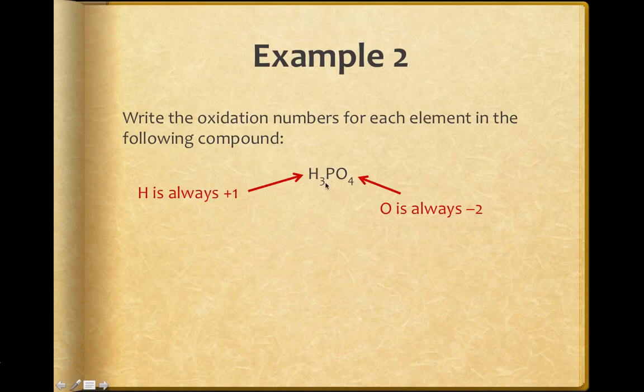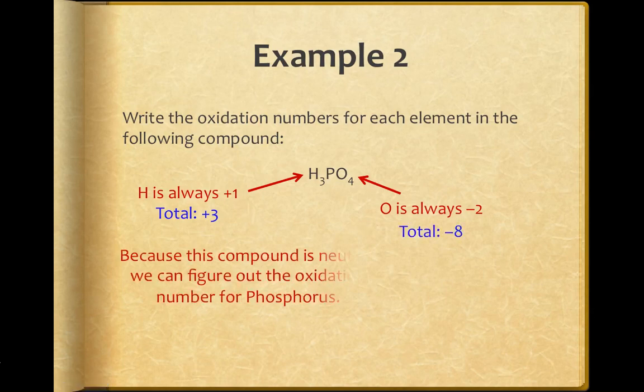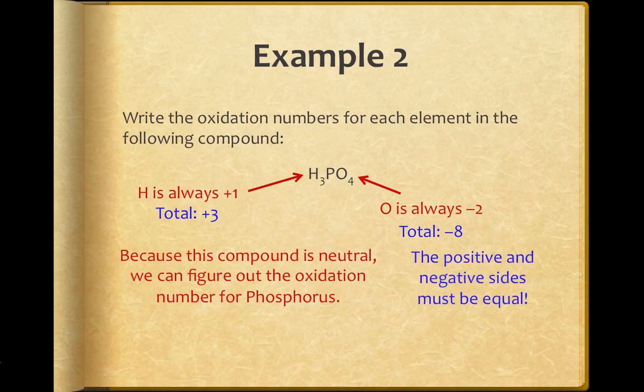Now, this is important. The subscripts are a big deal. So the total plus here is +3. Over here, oxygen is -2, but I've got 4 of them, so the total is -8. Now, I told you, the compound is neutral, so everything has to add up to 0. So we have to figure out what phosphorus is.